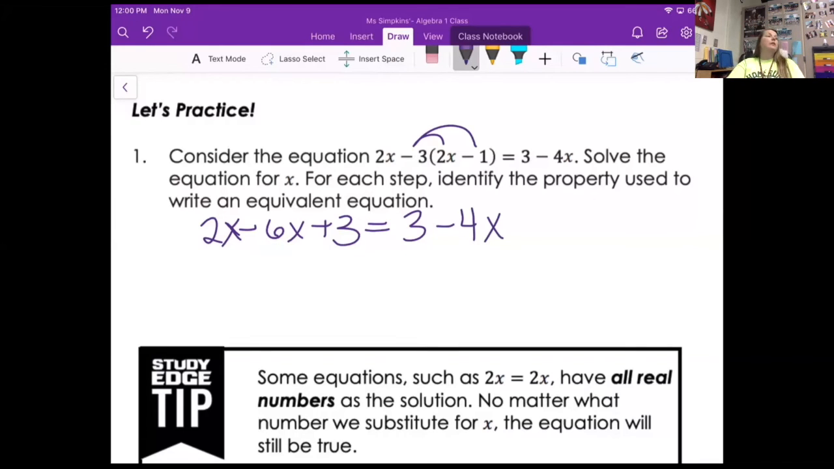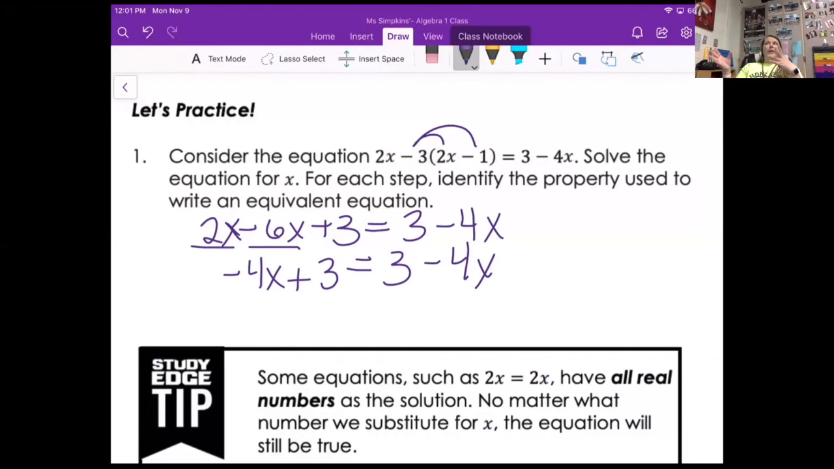Is there anything else we can do on one side or the other before we move on? Yeah, combine like terms. Right, I can combine 2x minus 6x to get -4x plus 3 equals 3 minus 4x. Okay, so we're done on each side.